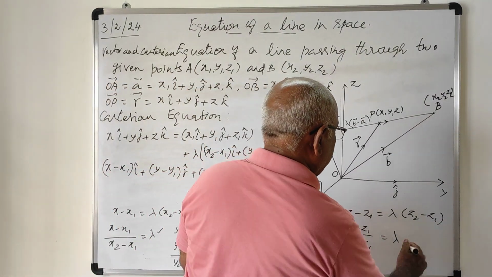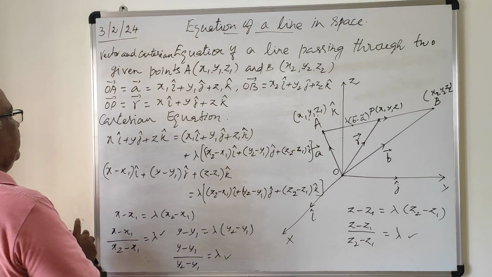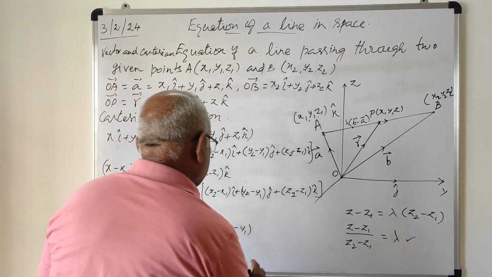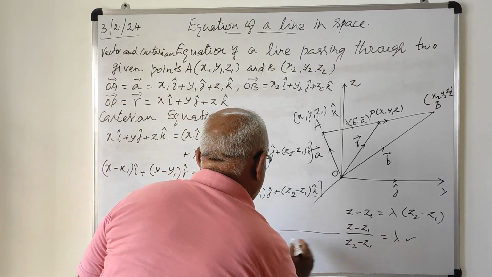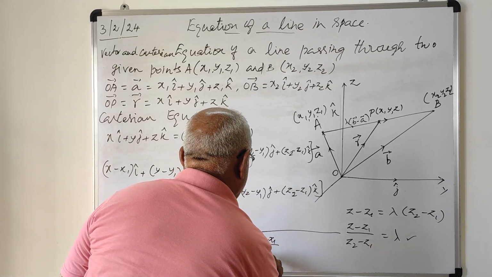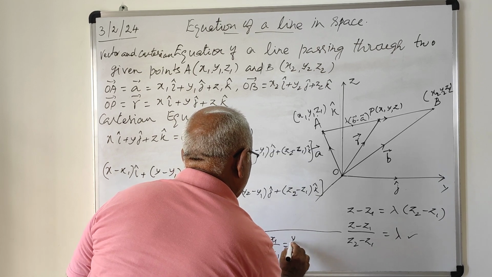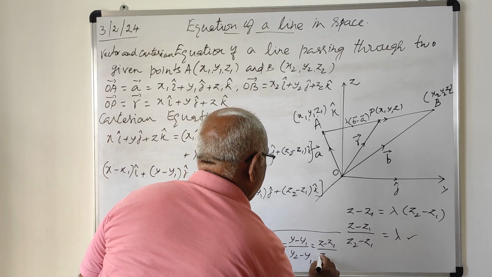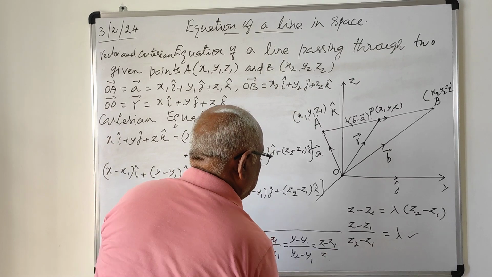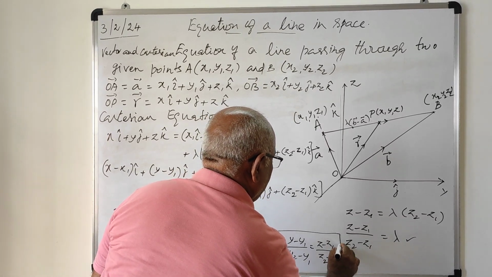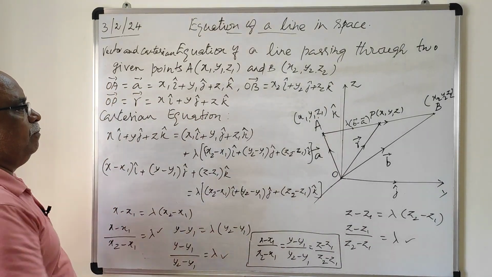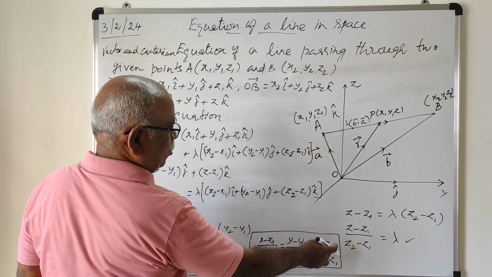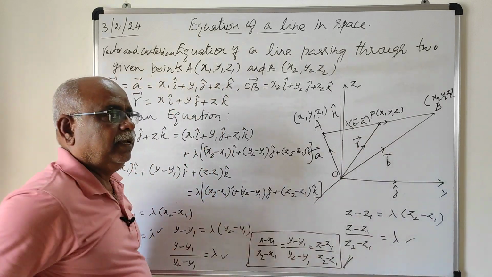Therefore, the Cartesian equation of the line passing through the two given points is x minus x1 by x2 minus x1 equals y minus y1 by y2 minus y1 equals z minus z1 by z2 minus z1. This is the Cartesian equation of the line passing through the two points A and B.